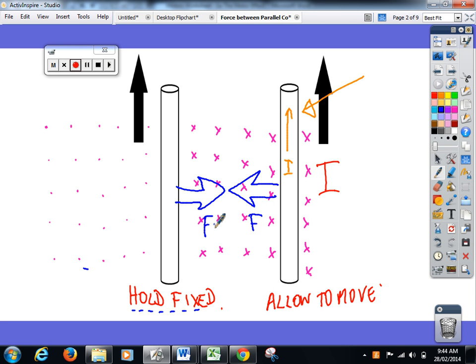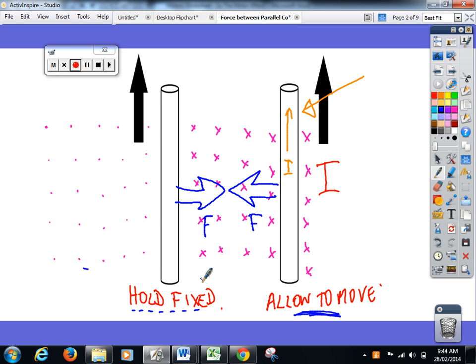Okay? Now, if you didn't like that explanation using Newton's third law, you could just simply hold this one fixed over here, this conductor, and repeat this, allow this one to move, and you'll find that it would move in that direction. Okay?